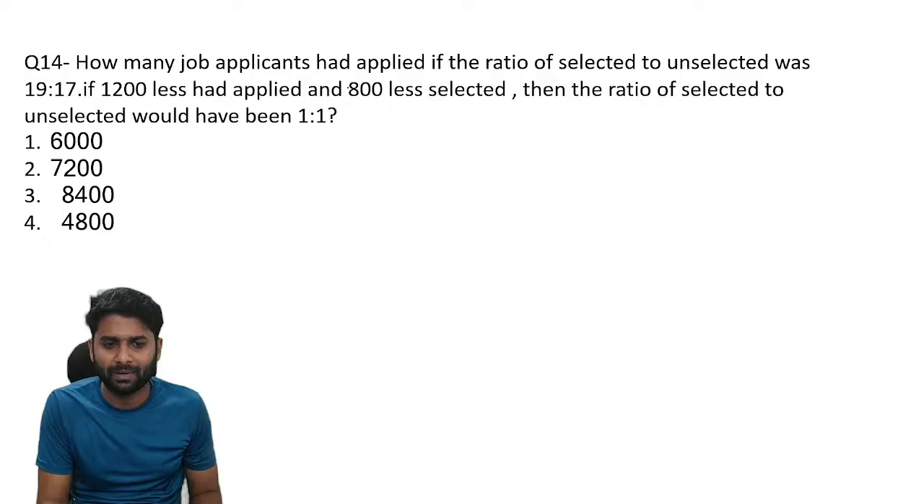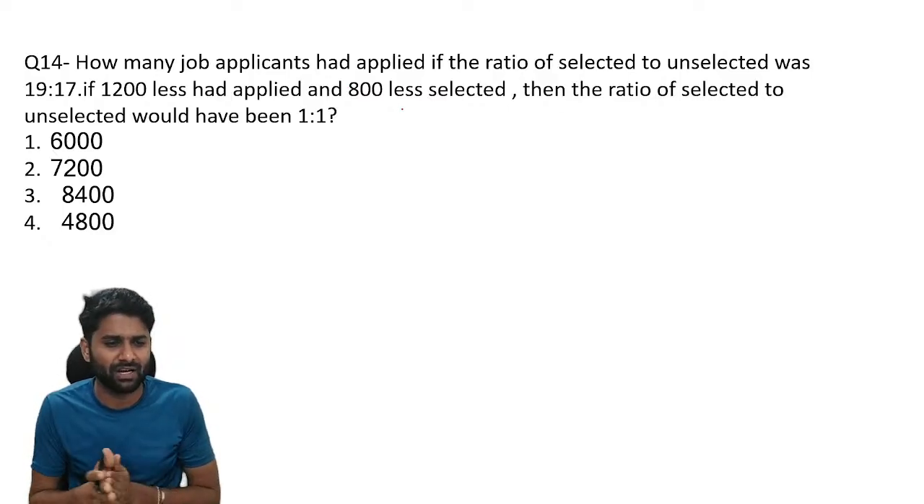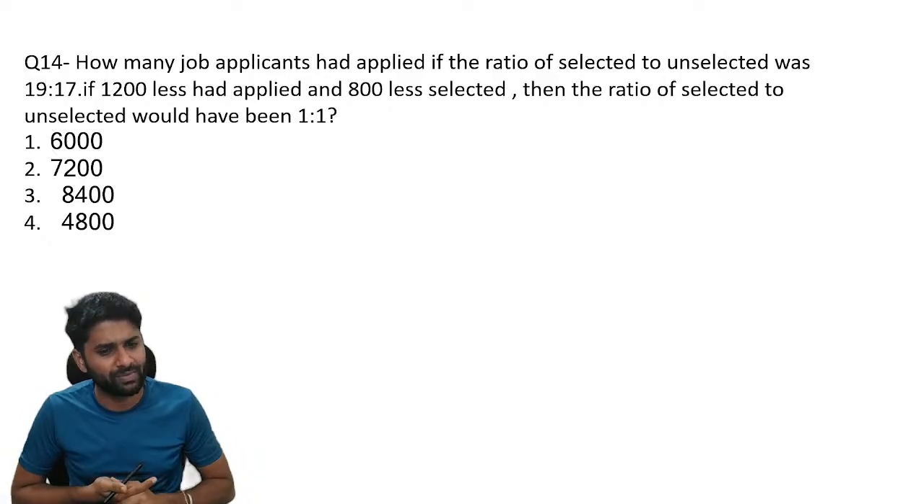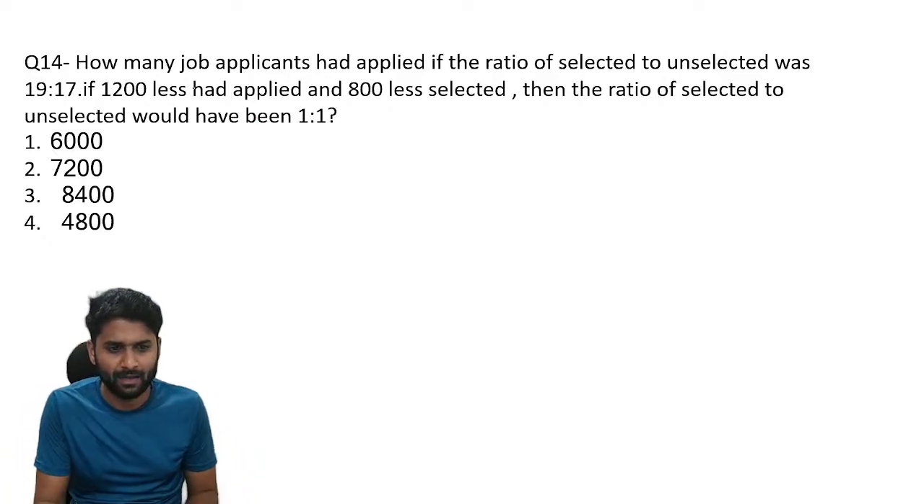Now see, how many job applicants had applied? The ratio of selected to unselected is 19 is to 17. If 1200 fewer had applied and 800 fewer were selected, then the ratio of selected to unselected would be 1 is to 1. Guys, understand that. How many job applicants? We have to identify the total.